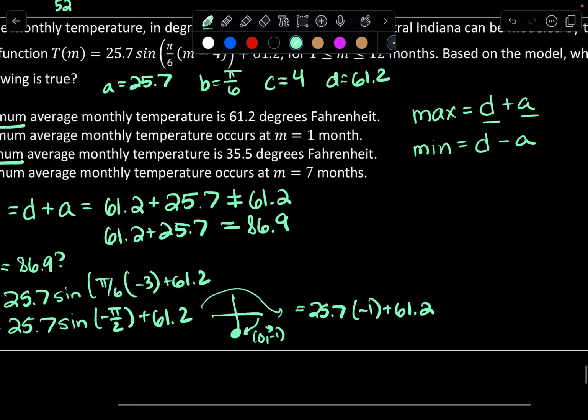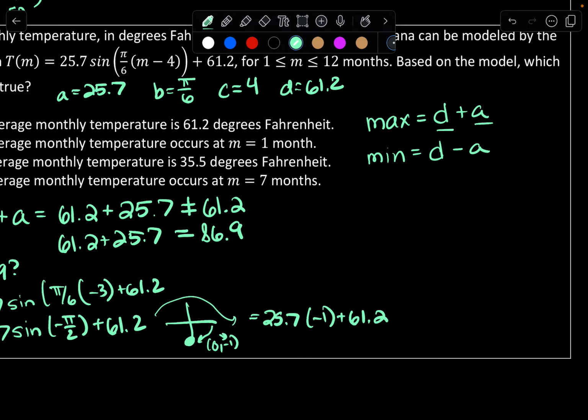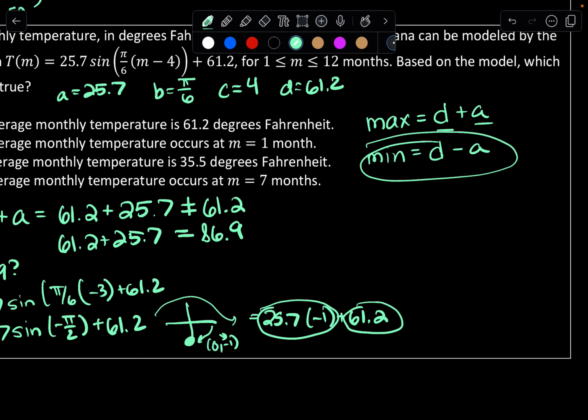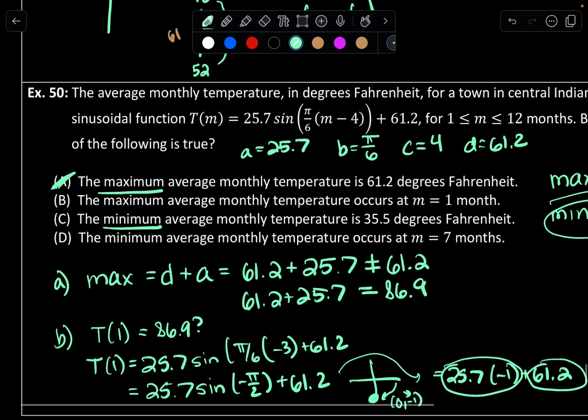Okay, so we already talked about what the values of the mins and maxes are. The minimum will be the midline minus the amplitude. This is the midline, and then we are now subtracting the amplitude because of that negative. So at m equals 1, that's going to be a minimum, not a maximum. Therefore, it is false.